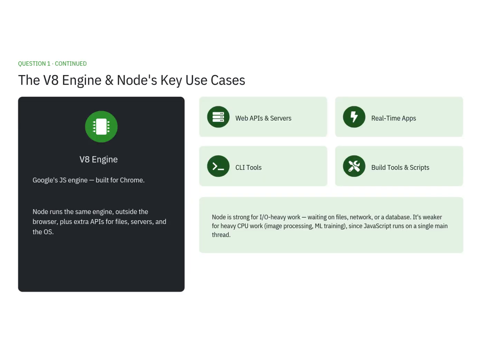V8 engine and use cases. Node uses the same V8 engine plus extra system level APIs for files, servers, and the operating system. It makes it a good fit for web APIs and servers, like real-time apps, dashboards, chats, CLI tools and build scripts. It's not the best choice for heavy CPU work like image processing or machine learning because JavaScript runs on a single thread.